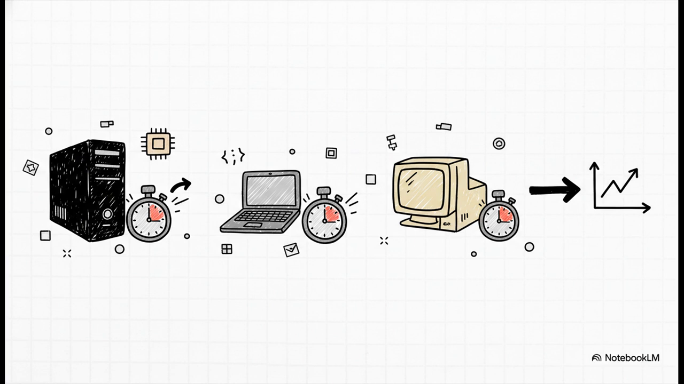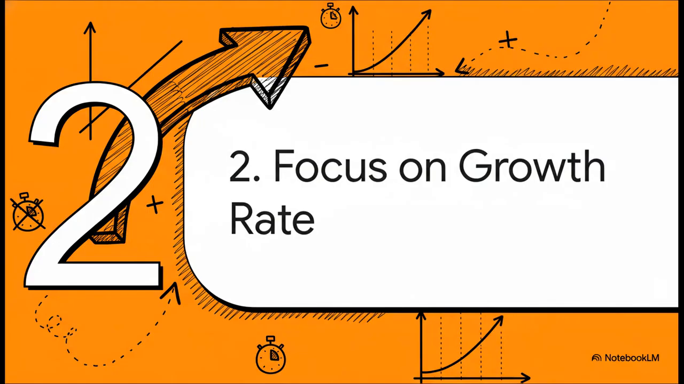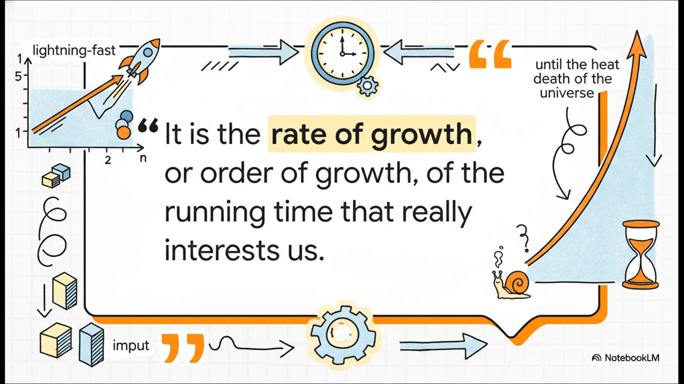We need a better way, a method that lets us talk about an algorithm's pure performance, totally separate from the hardware it's running on. And that better way is to stop focusing on seconds or milliseconds and start focusing on the rate of growth. This is the core idea behind what we call asymptotic analysis, and it's a real game changer. This quote just absolutely nails it.